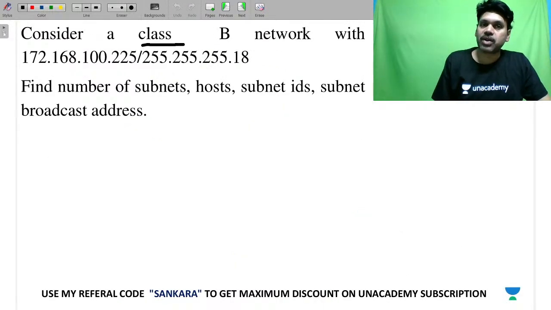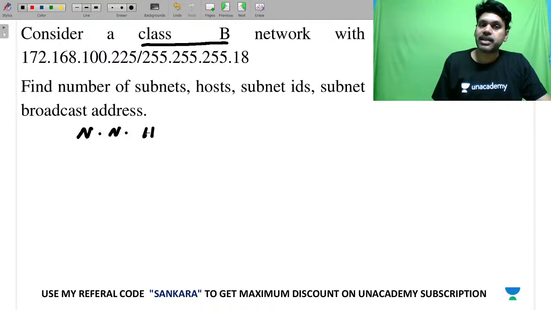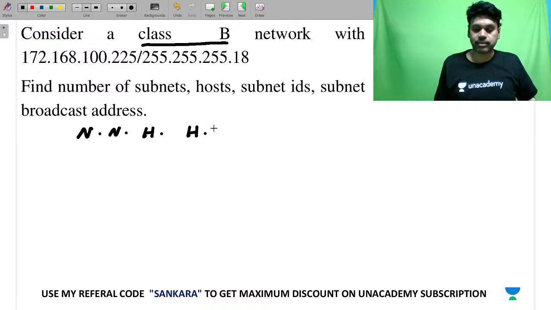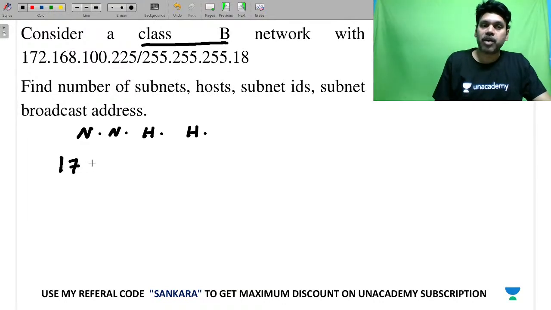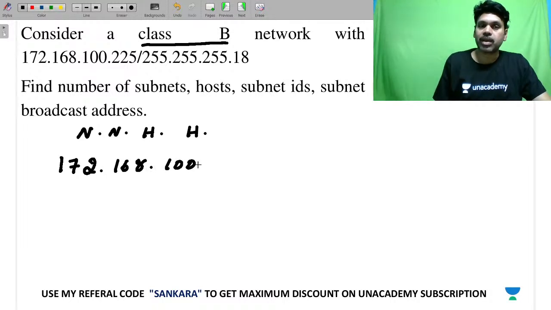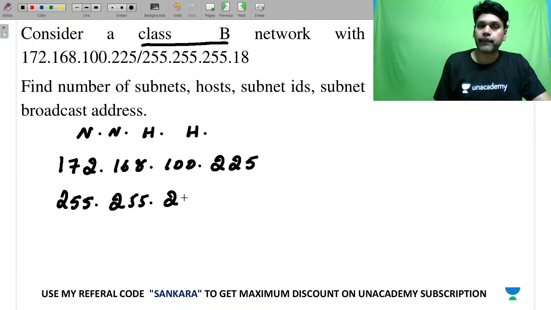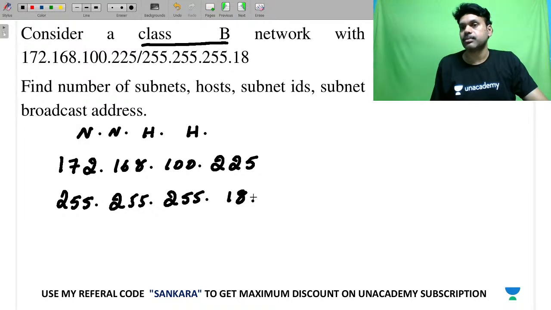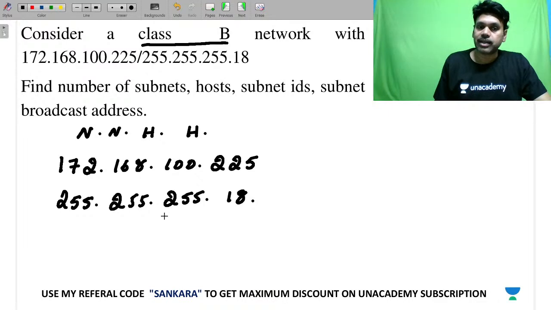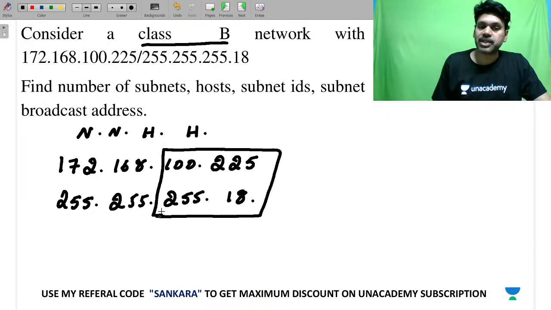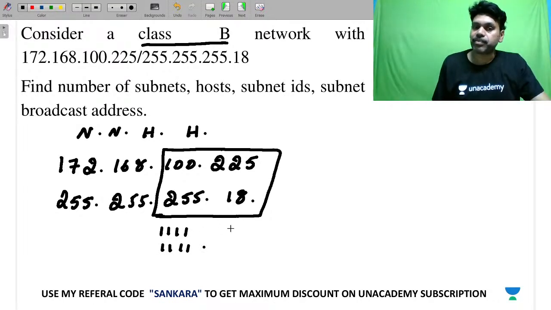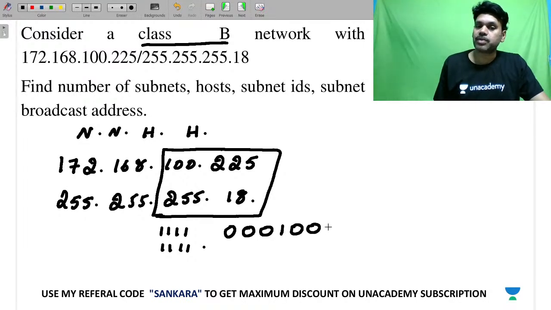Now let us apply the same for class B also. So according to class B, it is NID, NID, HID and HID. So what is our value? It is given in the form of 172.168.100.225, and your mask is given as 255.255.255.18. So let us see that instead of zeros, they are being masked with some number, right? So 255 means 8 ones are subnetted, FLSM fashion. And what is 18? So 128 is off, 64 is off, 32 is off, 16 on, 8 off, 4 off, 2 on, and 0.